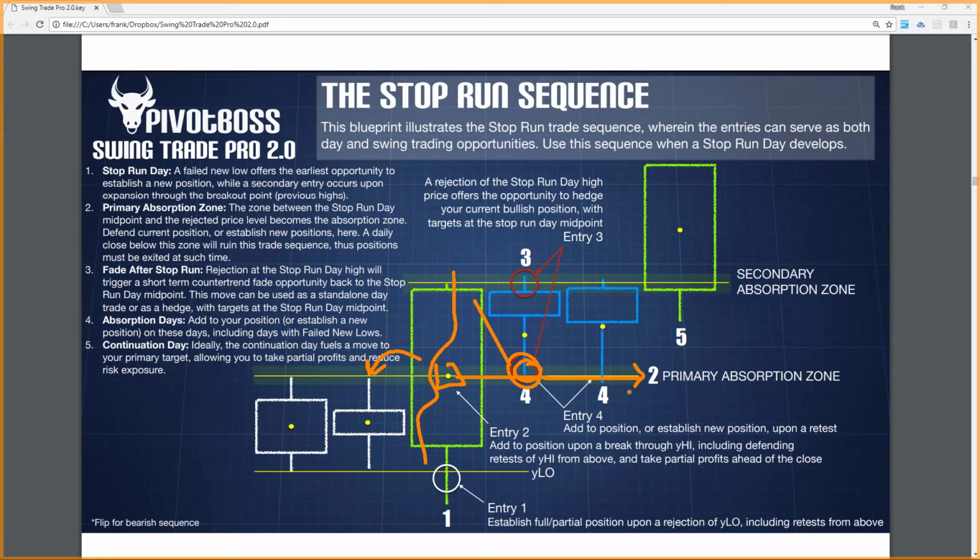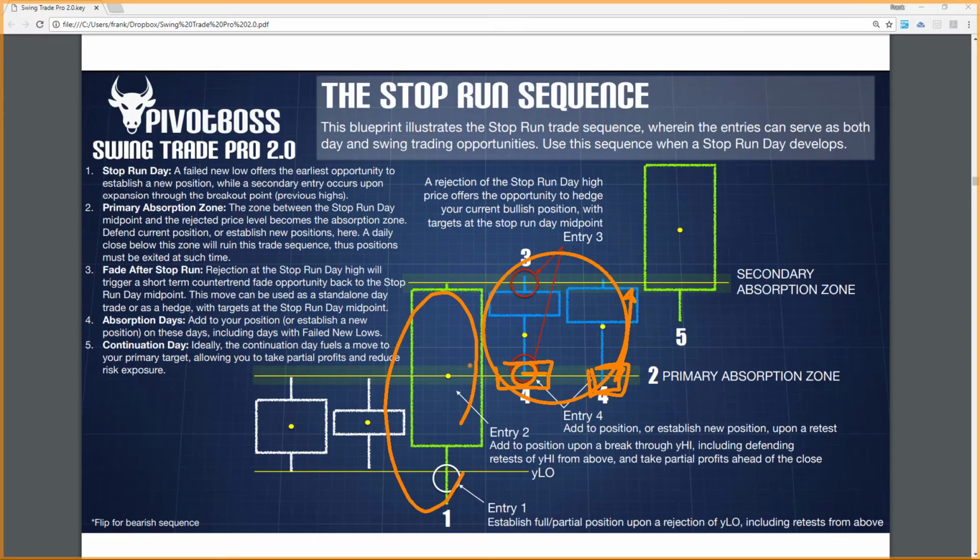Any close below that zone on a daily closing basis would suggest a failure of this pattern and a likely stop run in the opposite direction. So again, retest after stop run looks to defend the primary absorption zone from above, and so does the prior day or the day after a rejection of the prior day's low. So prior day low, that could be a failed new low that gets you in as well. These two are absorption days, stop run day.